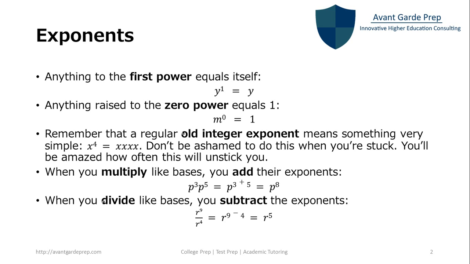When you multiply like bases, you add their exponents, as you can see in this example. P to the third power times p to the fifth power equals p to the 3 plus 5, or p to the 8th.